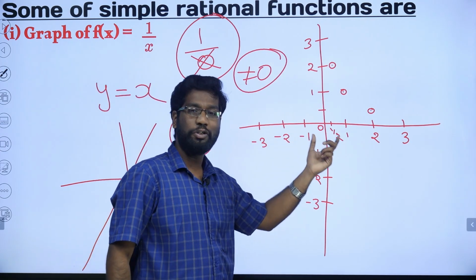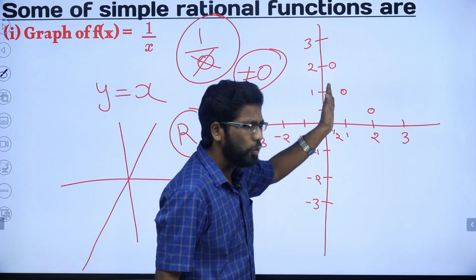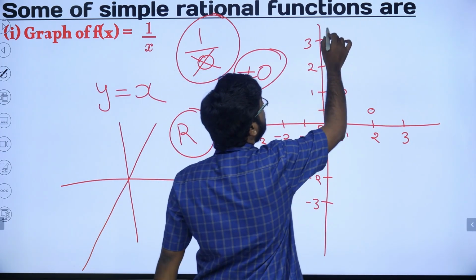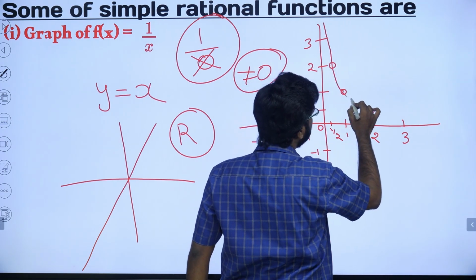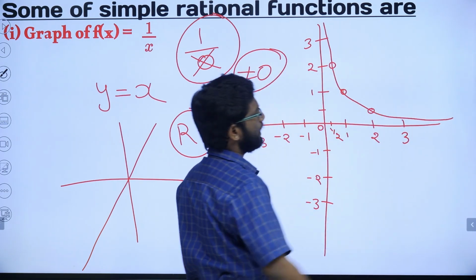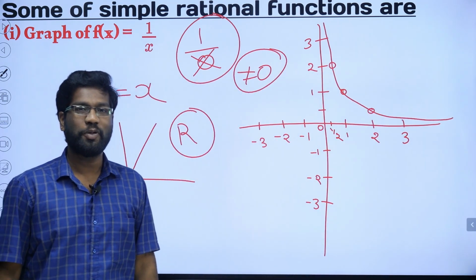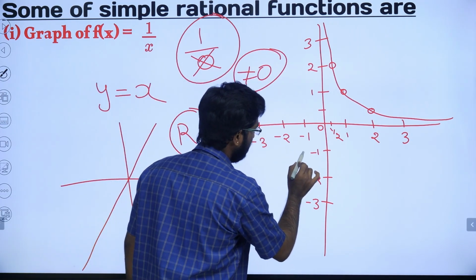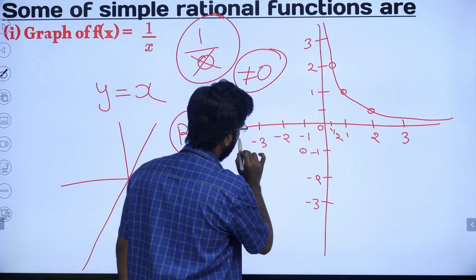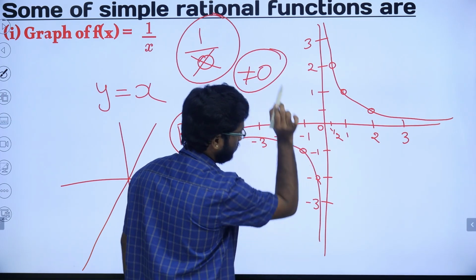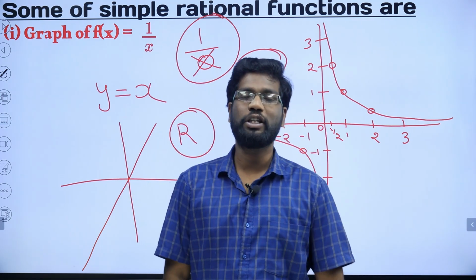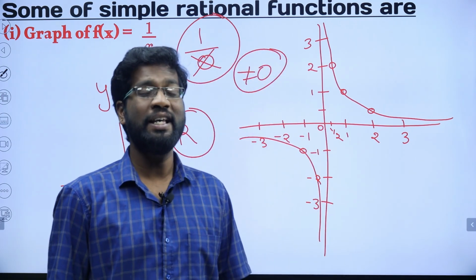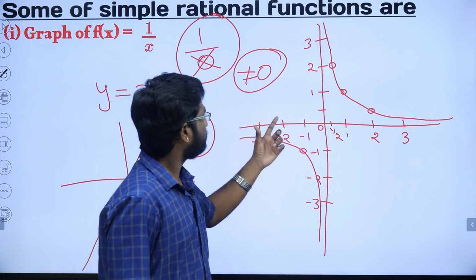So from 0 to 1, the graph goes closer to 0, my dear students, but it never touches the 0. So my graph goes like this. I hope you can understand. The same thing, ditto, is copied here for minus 1, and it goes like this, my dear students. So this is the graph for the 1 by x function. I hope you understand it.